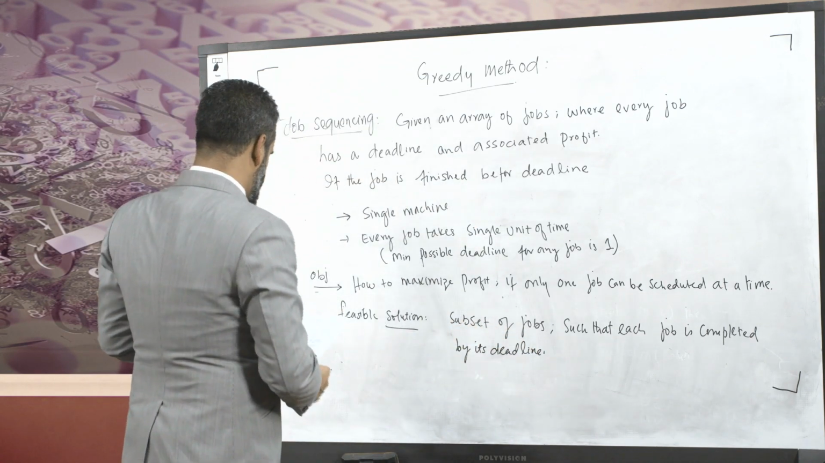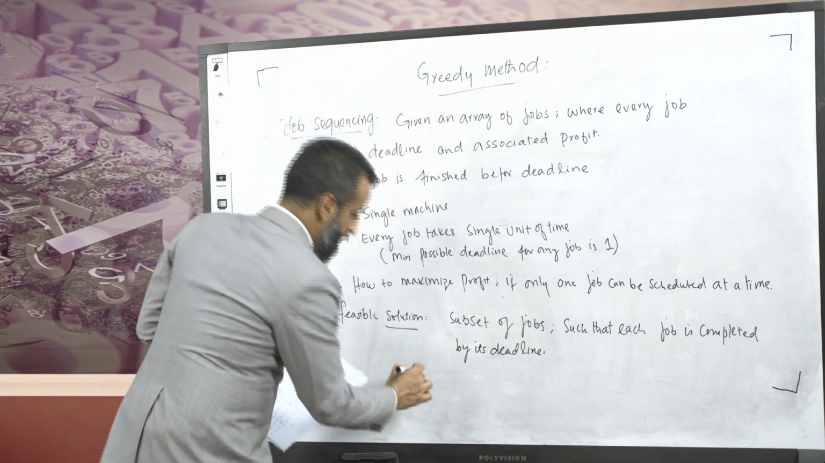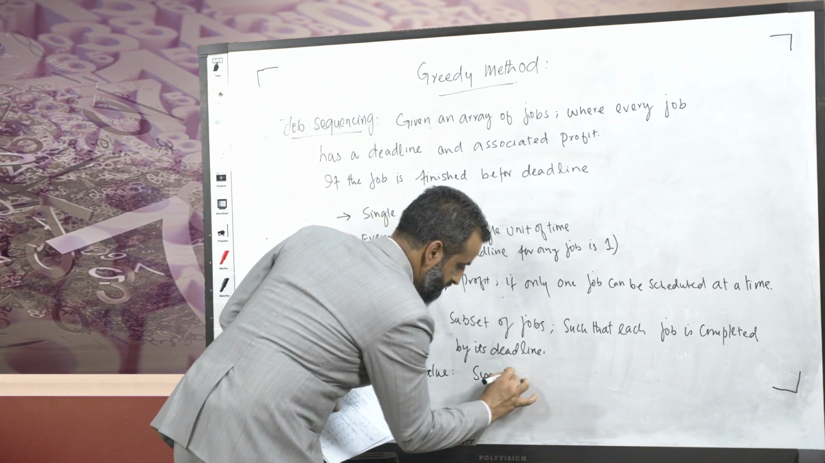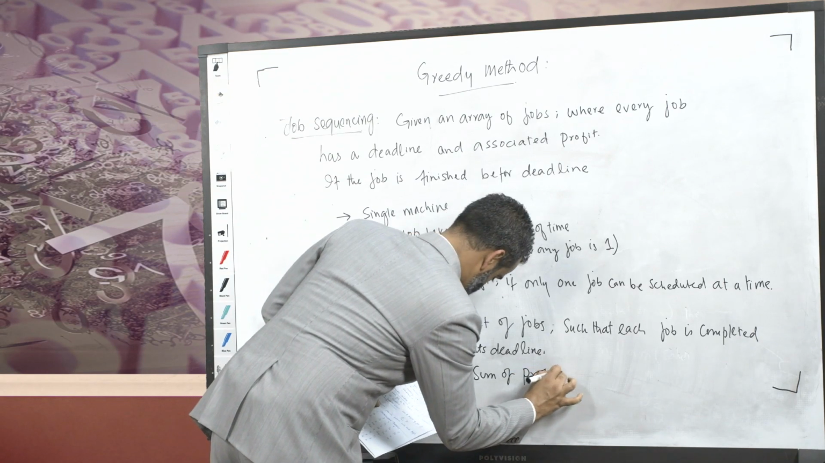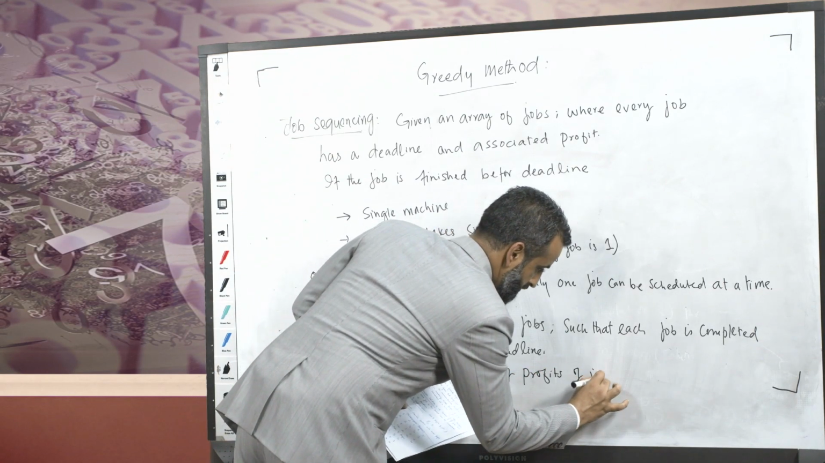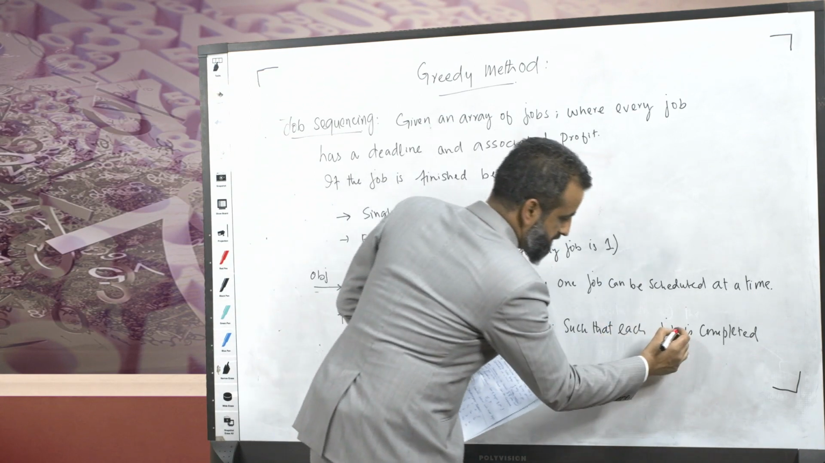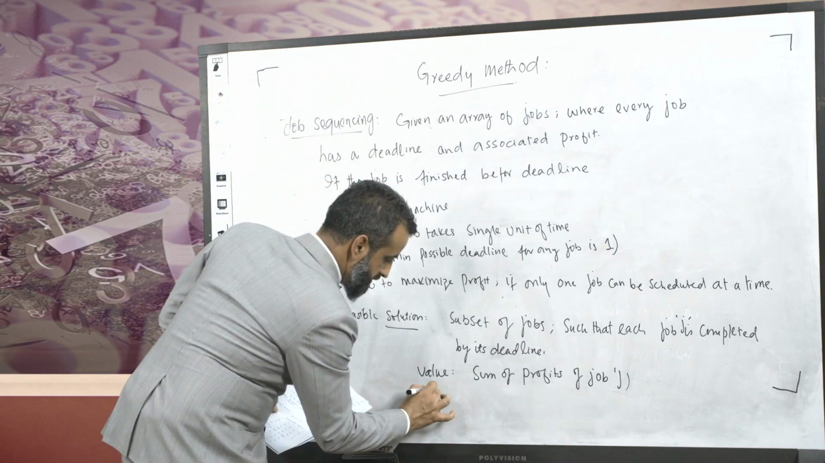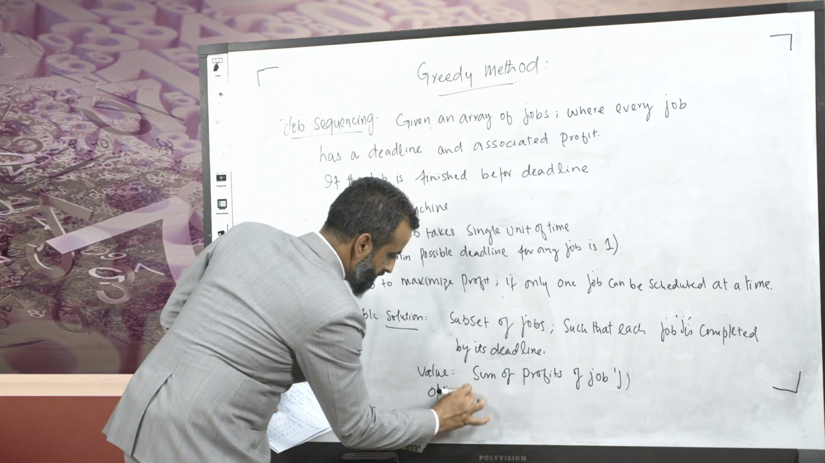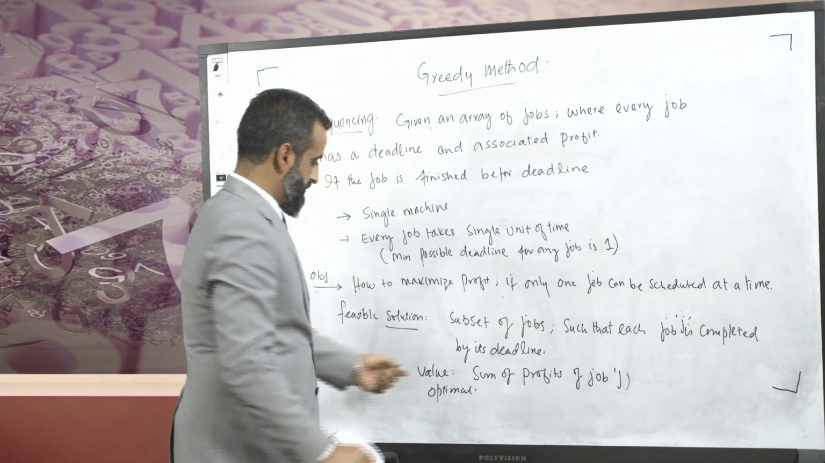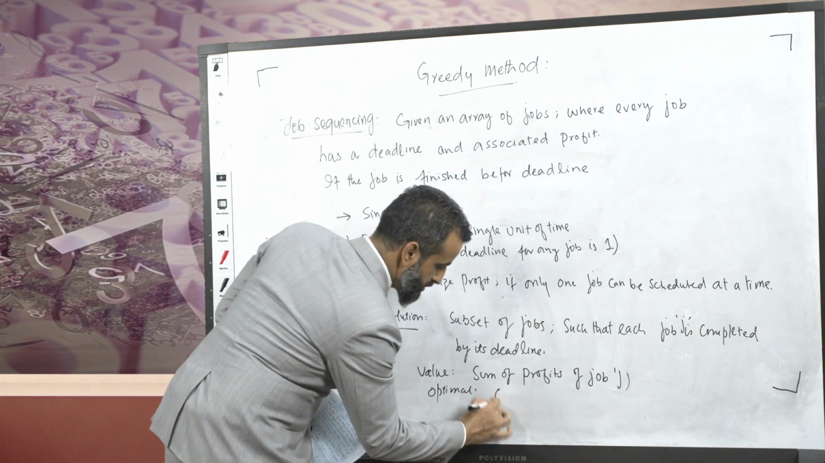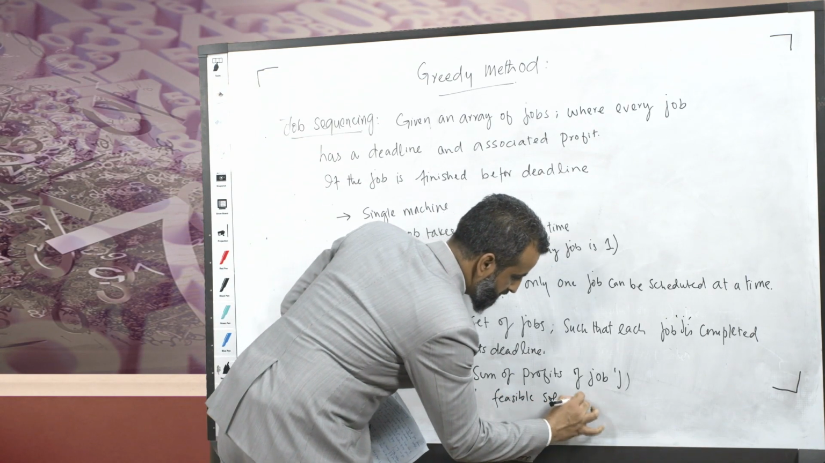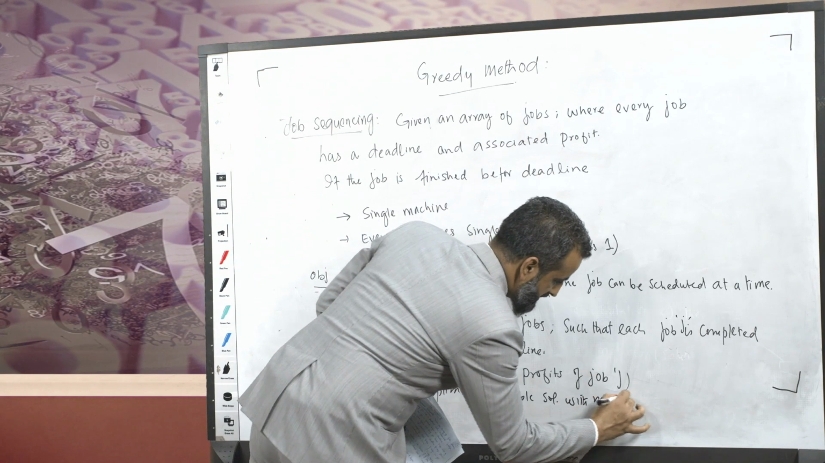And what will be the value of this feasible solution? The value of this feasible solution will be the sum of profits of job, let's say job J here. And the optimal solution will be one feasible solution with the maximum profit.